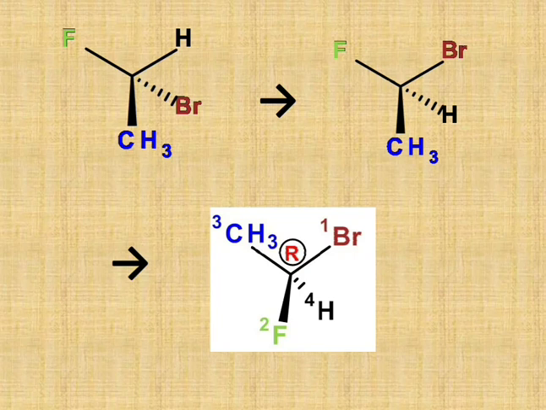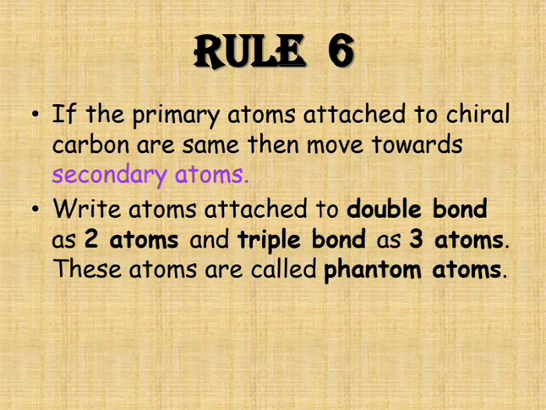In the third molecule, you can see that I have assigned numbers or priority according to atomic number, and from 1 to 2 to 3 it is clockwise, and the fourth priority group is on the dash bond. Hence the absolute configuration is R for this molecule.